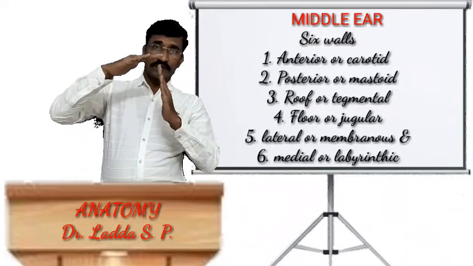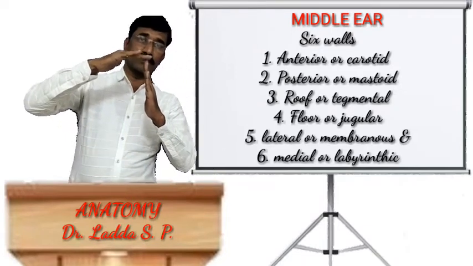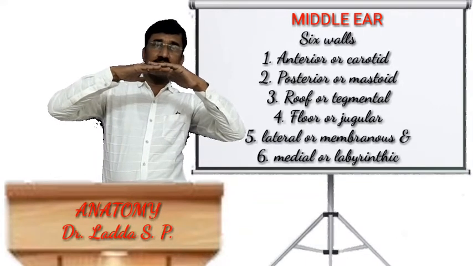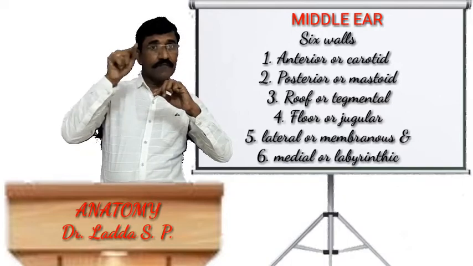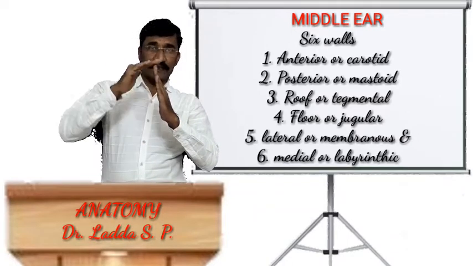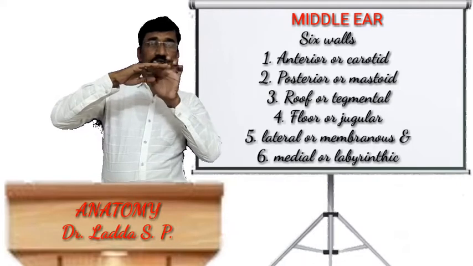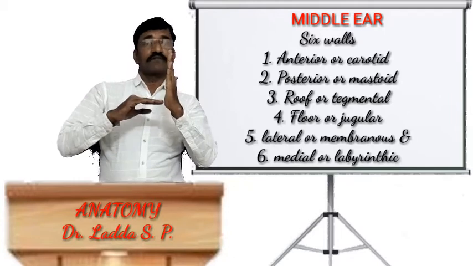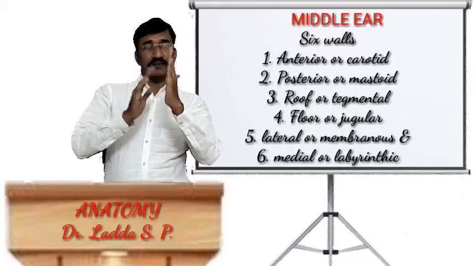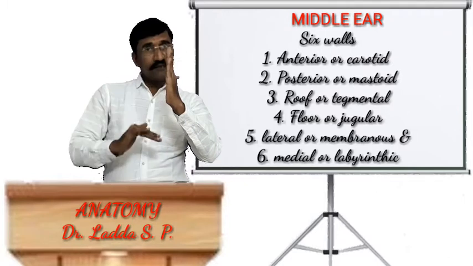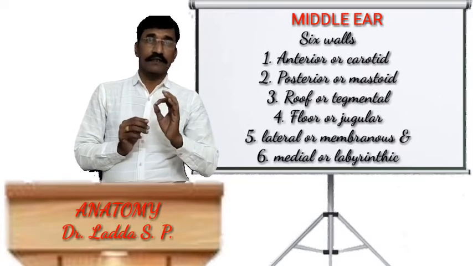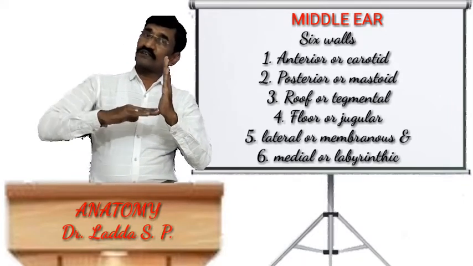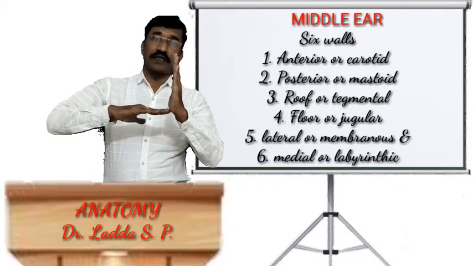Now third, we proceed with the roof. The roof of the middle ear works as a partition between the brain and the ear, so it is called the tegmental wall. Whereas the floor of the middle ear works as a partition between the ear and the internal jugular vein. It is either called the floor, or you can say the jugular wall.